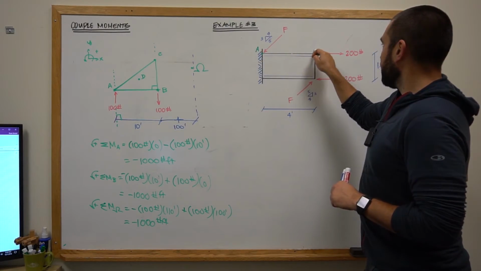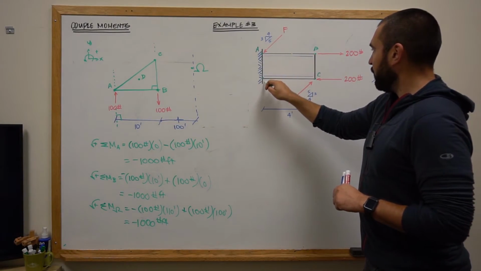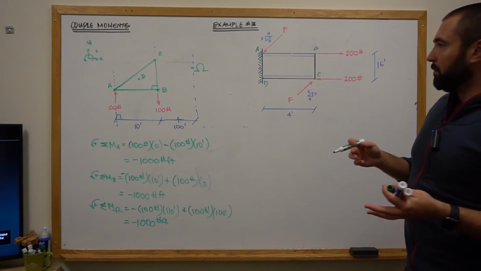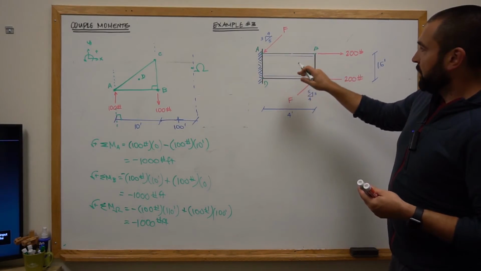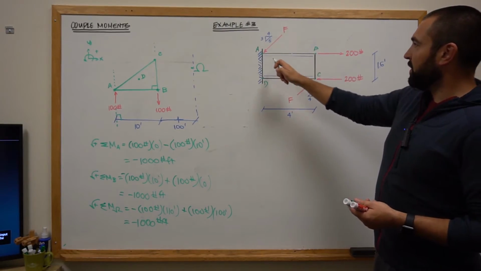I could take the moments about point B. I could take the moments about point C or even point D. Anywhere that I take the sum of the moments, I'm going to get the same moment formula. So whichever one is easy, it's up to you. So that's one way that you could do this, is you could sum the moments about A.